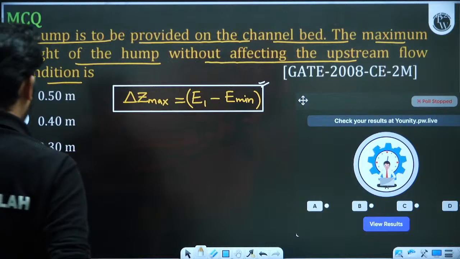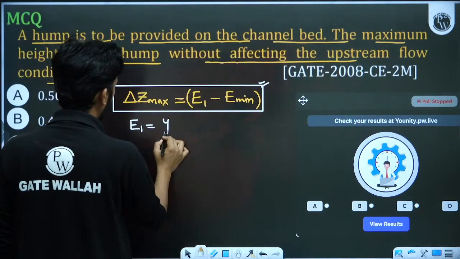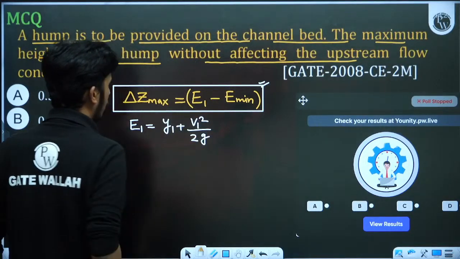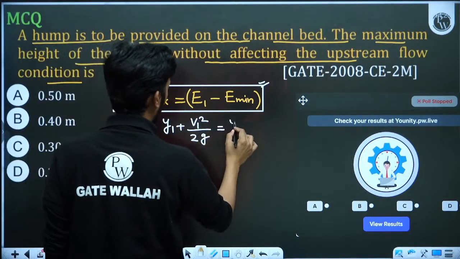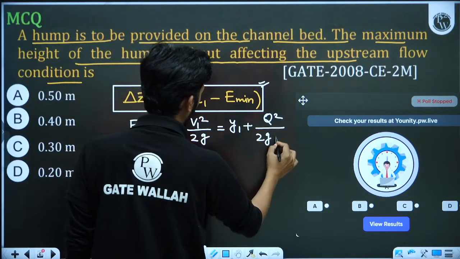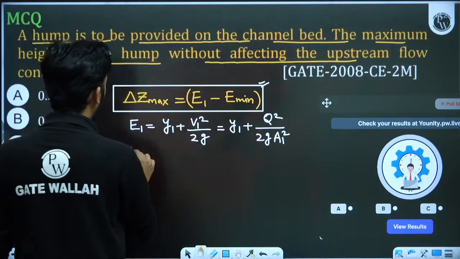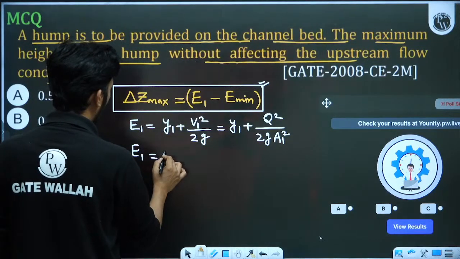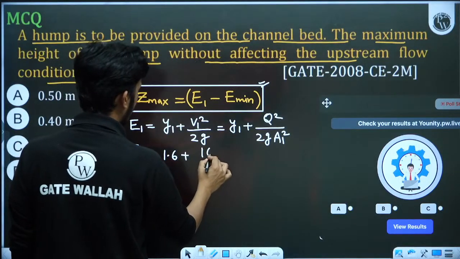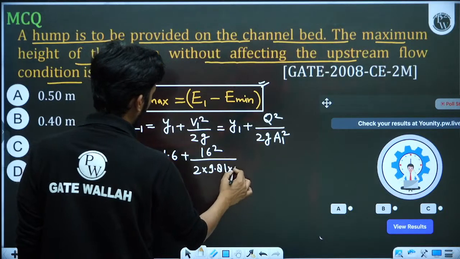Okay guys, let's see the solution. So what is E1? E1 is the specific energy at section 1, that is Y1 plus V1 square divided by 2G. Or we can write it as Y1 plus Q square divided by 2G A1 square. Why A1 square? Because velocity is discharge divided by area. So here we will calculate E1. E1 is equal to Y1, that is I think 1.6, plus Q square, that is 16 square, upon 2 into 9.81. Area we have calculated as 9.6.